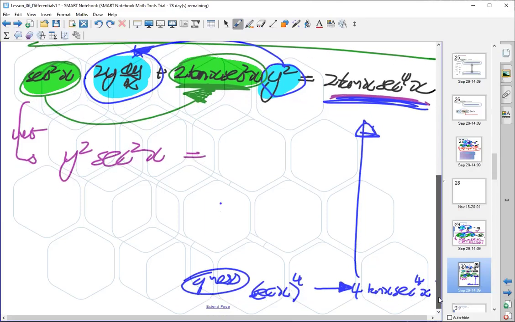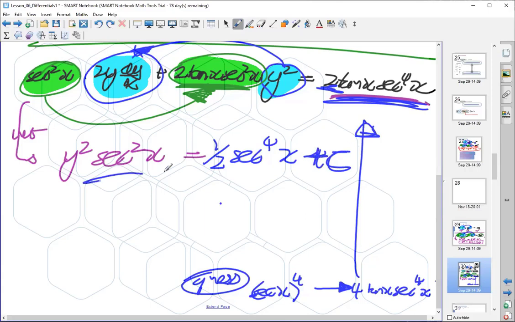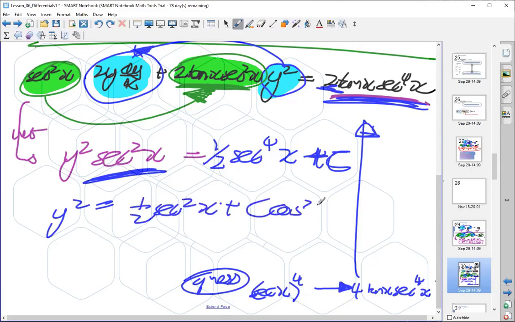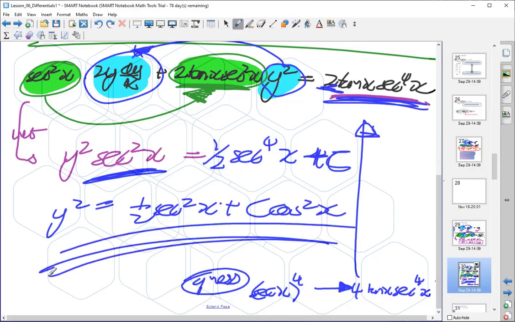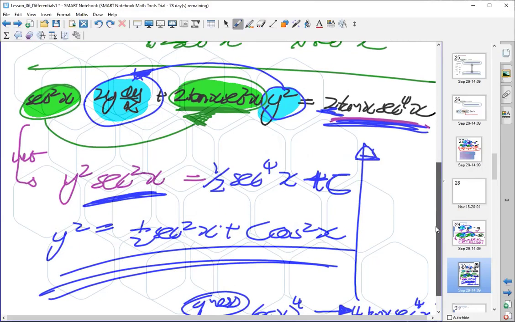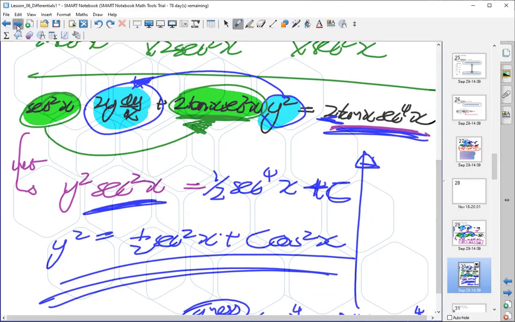Okay, and so we need to divide it by 2. So our answer is going to be a half sec to the 4x plus c. We have to put in our plus c before we divide through by sec squared x. So y squared equals a half sec squared x plus c cos squared x. So there's our answer. Okay, so that was another one done using integrating factor.